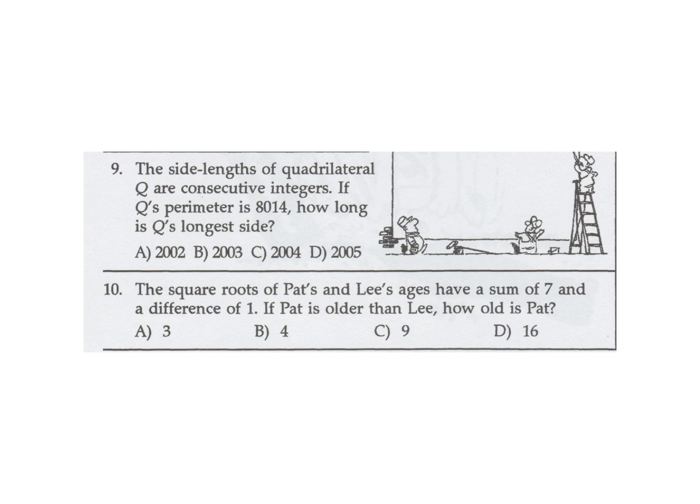The side lengths of a quadrilateral Q are consecutive integers. If Q's perimeter is 8014, how long is Q's longest side? So we have some quadrilateral, I don't know what it looks like, and the consecutive integers, so x, x plus 1, x plus 2, and x plus 3, okay? So the perimeter obviously would be the sum of those four, so that would be 4x plus 6, right? And they're saying that is equal to 8014.